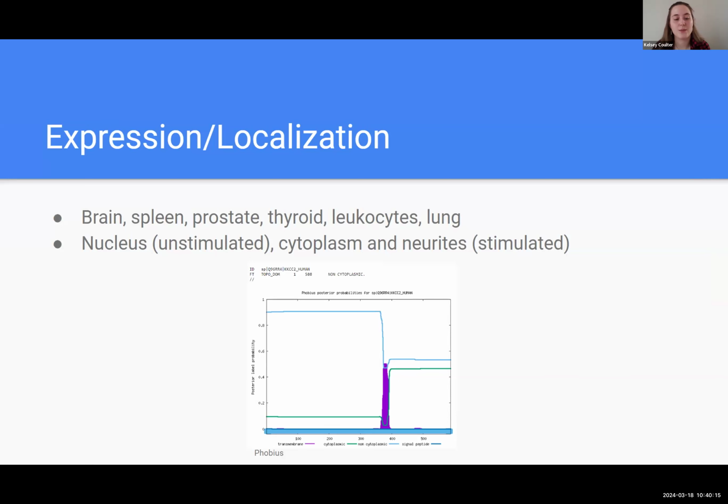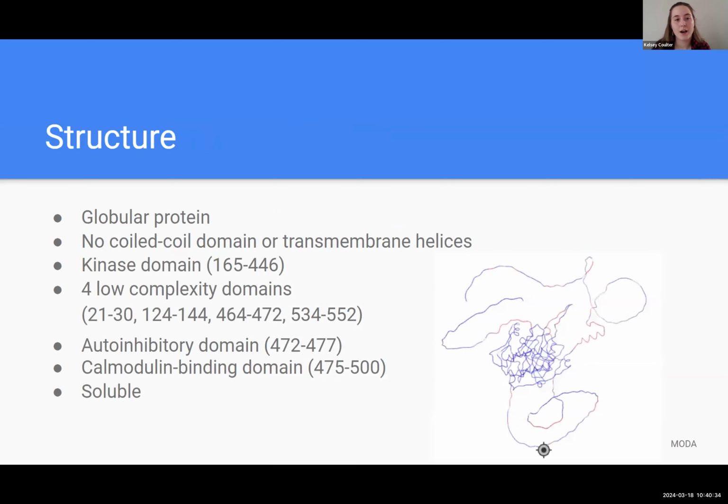CAMKK2 is found in many tissues throughout the body, but is predominantly found in the brain. It's found mostly in the nucleus in unstimulated cells and relocates to the cytoplasm and neurites after stimulation. According to Phobius, CAMKK2 is considered non-cytoplasmic, so I would assume that it spends most of its time in the nucleus in unstimulated cells. According to PHYRE, it is a globular protein, and there's no coiled coil domain. And while Phobius predicted some transmembrane helices, these were located within my kinase domain, so this was likely a false positive. CAMKK2 has one kinase domain, 4 low complexity domains, an autoinhibitory domain, and a calmodulin binding domain.